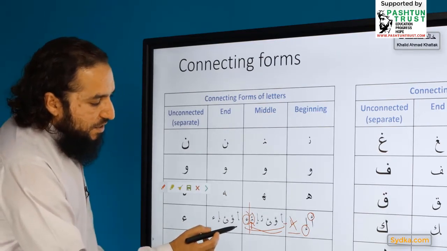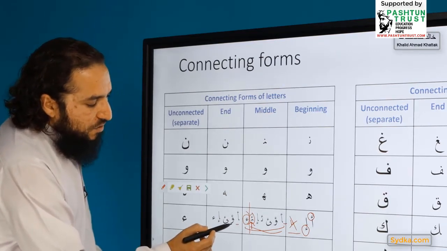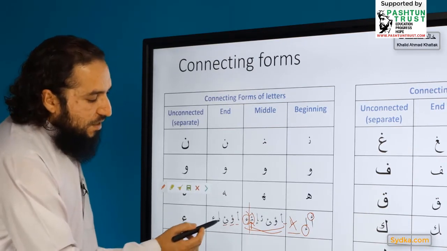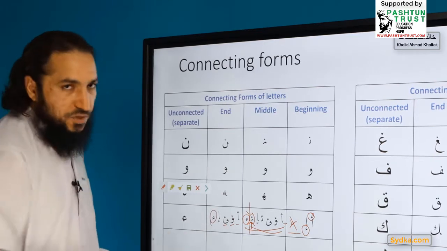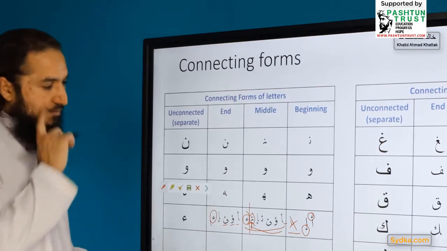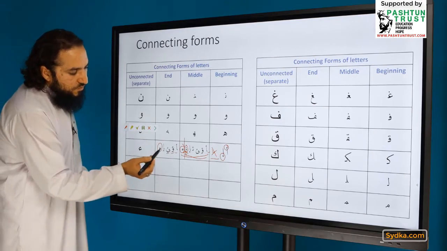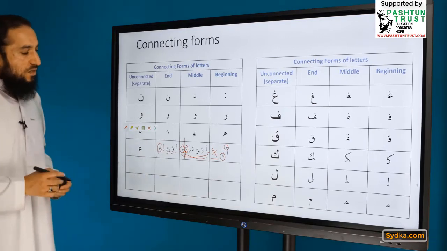Similarly, if you see here, it uses other letters as a chair or seat, and it can be written independently as well. You will see the uses of these chairs in the Quran text.